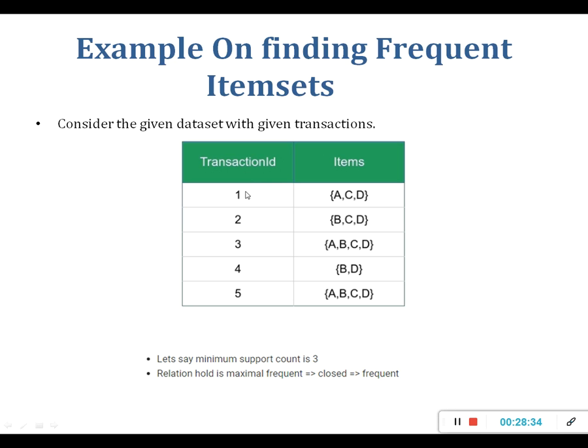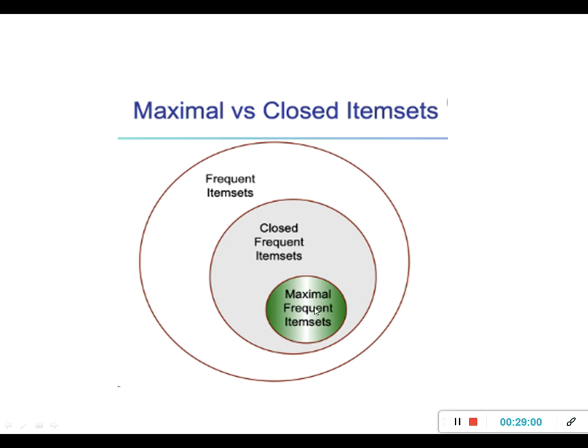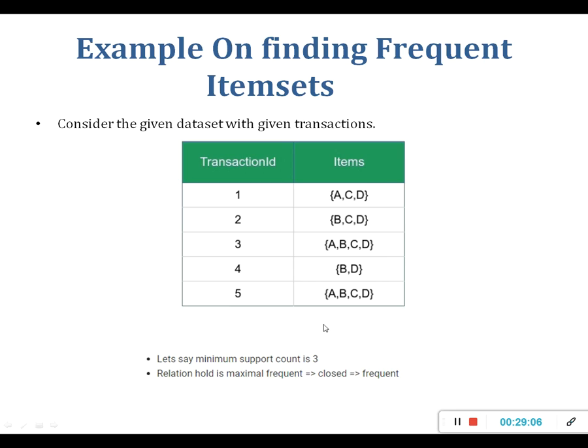So if I want to find out the example of finding the frequent item set, this example is given, and here we can see that 5 transactions are given. They are provided with the minimum support count, that is 3, and the relation we have to hold is that maximal frequent will be closed, and closed will be frequent. So you can see that maximal frequent belongs to closed, and closed frequent belongs to the frequent item set. This relation we have to hold over here.